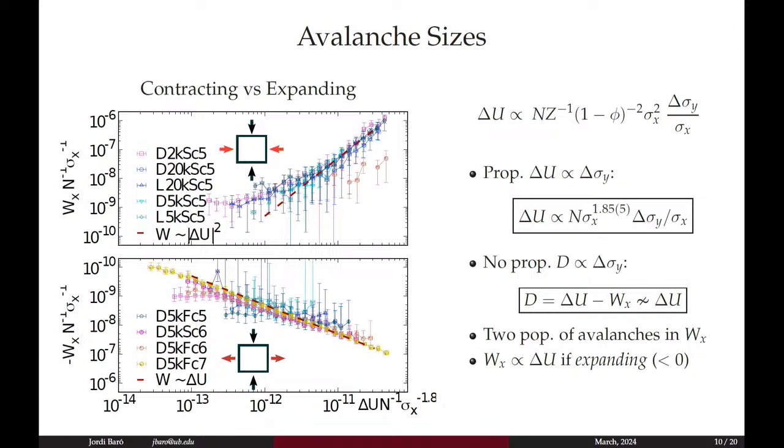And the interesting thing is that here you see that there is a linear relation between the work and the elastic energy that is released during the avalanche. But here we find a relation that goes with the square of the elastic energy. This is something that we didn't understand. Okay.